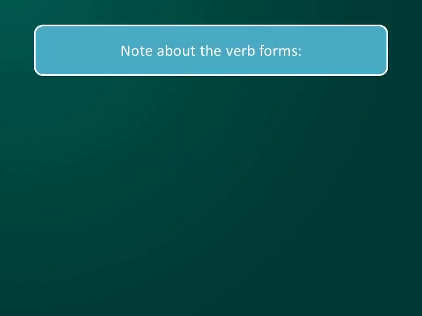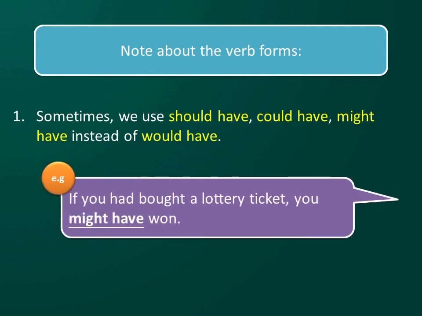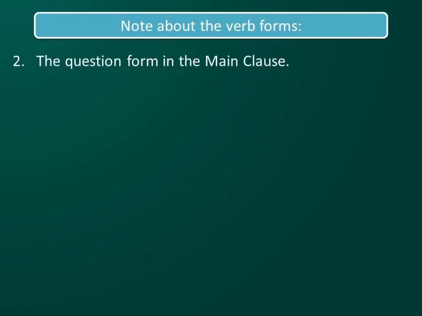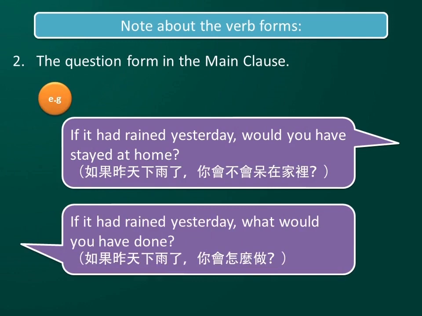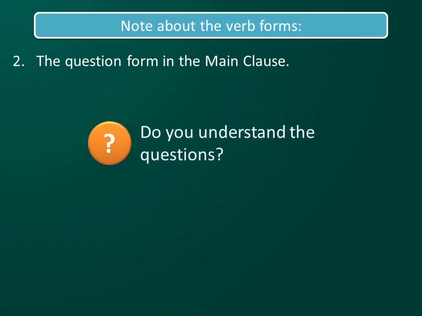Note about the verb forms. Case 1. Sometimes we use should have, could have, might have, instead of would have. For example, if you had bought a lottery ticket, you might have won. Case 2. The question form in the main clause. For example, if it had rained yesterday, would you have stayed at home? If it had rained yesterday, what would you have done? Do you understand the questions?